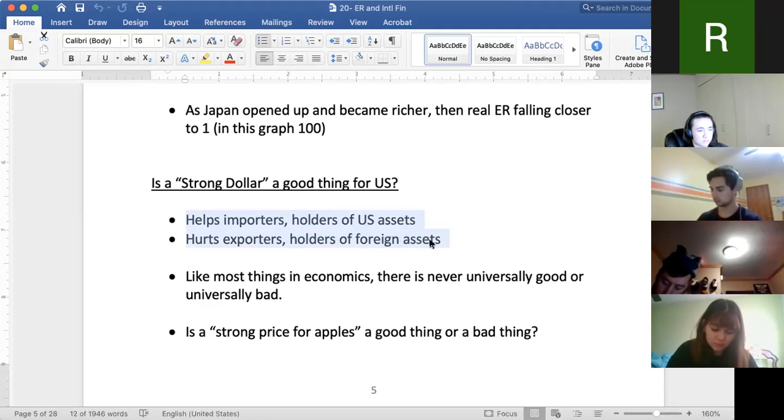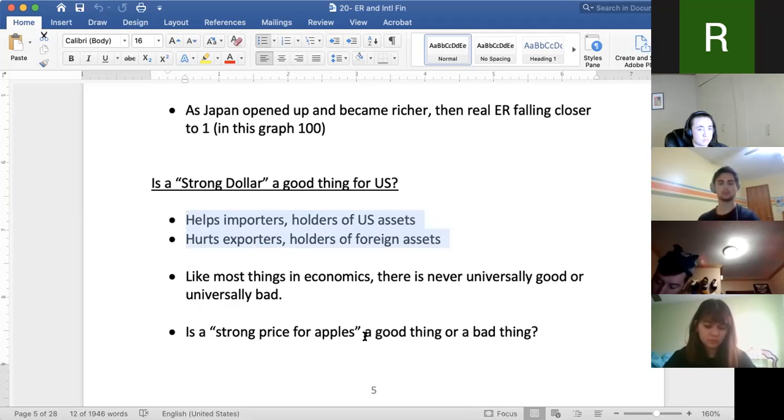But for the same reason, a strong dollar makes exports more expensive. And it hurts exporters. And it hurts the holder of foreign assets, because when the dollar appreciates, if you hold foreign assets, their value is going to go down. So like most things in economics, there is never anything that is universally good or bad. And so don't fall into this trap when you're thinking about the dollar exchange rate to thinking like a strong dollar is good and a weak dollar is bad.